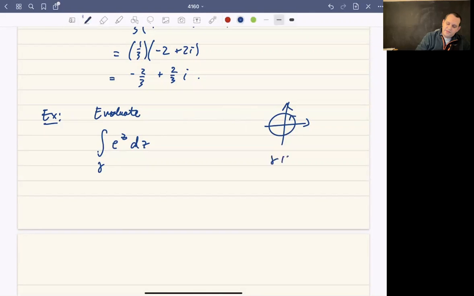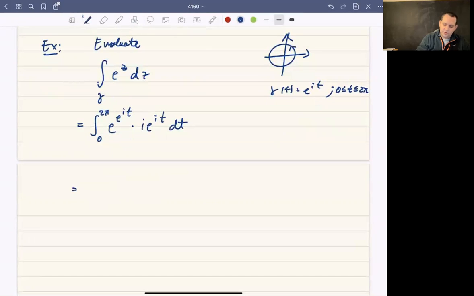And so we could think of a parameterization. We could think of gamma of t as being e to the it, where t goes between 0 and 2 pi. Okay. And so this integral of e to the z dz is going to end up being the integral from 0 to 2 pi of e to the it times the derivative of e to the it, which is i e to the it dt.